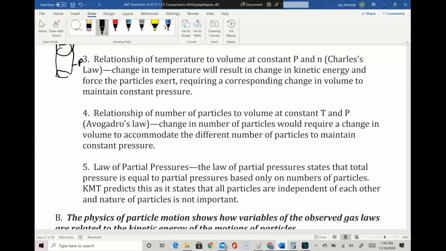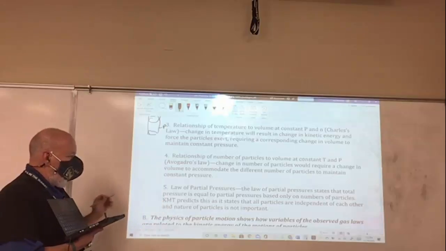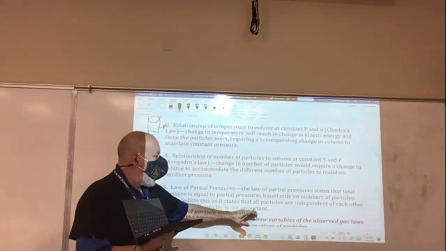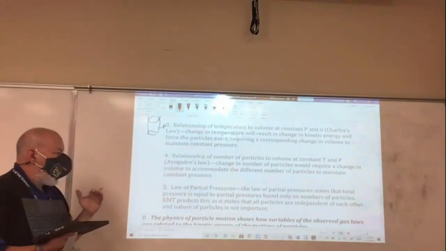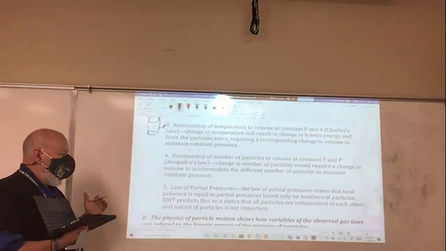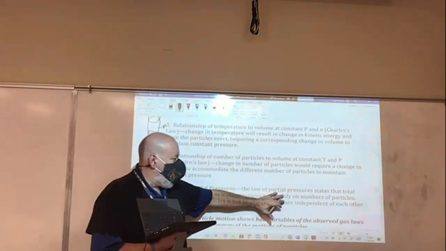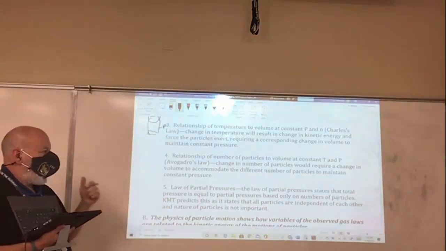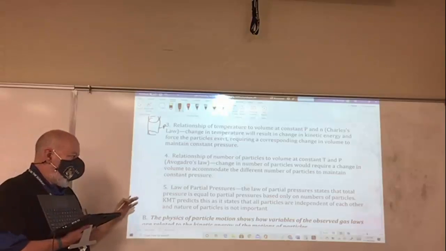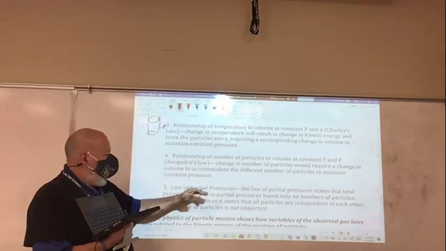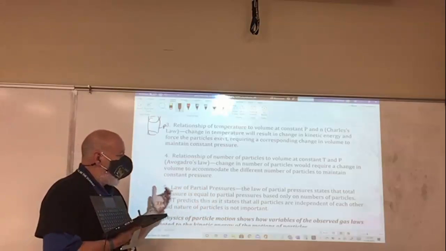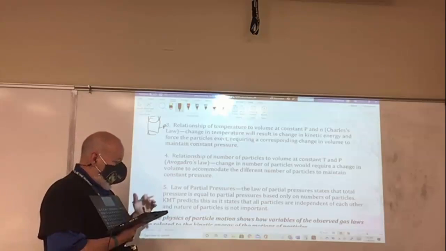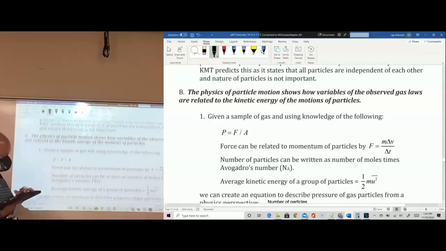And then the law of partial pressures states the total pressure is equal to the sum of the partial pressures, based only on the number of particles. Kinetic molecular theory predicts this as it states that all particles are independent of each other, and the nature of particles is not important. So I can segregate the particles that I'm talking about because it doesn't matter whether they're hydrogen or oxygen or nitrogen particles. I can segregate them, and I can say that each one of these exerts a partial pressure based on its number of particles. Okay?